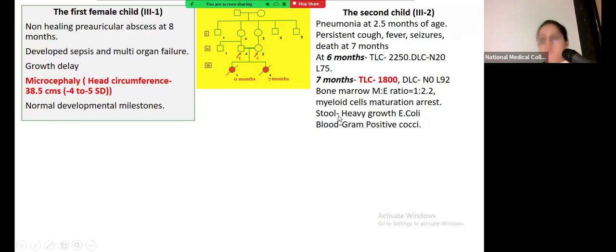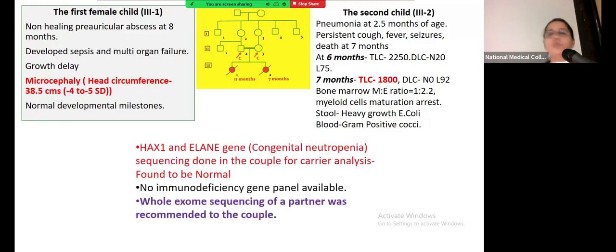And stool and blood shows presence of microorganisms. So in this case, because we know congenital neutropenia can be caused due to some genes, we first sequenced those genes in both the parents, but they were found to be negative for this. At that time in 2013, there was no immunodeficiency gene panel available.